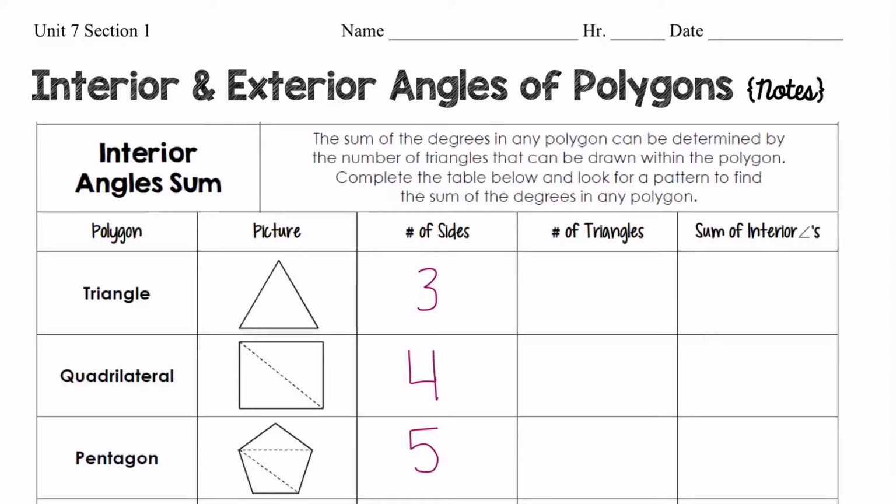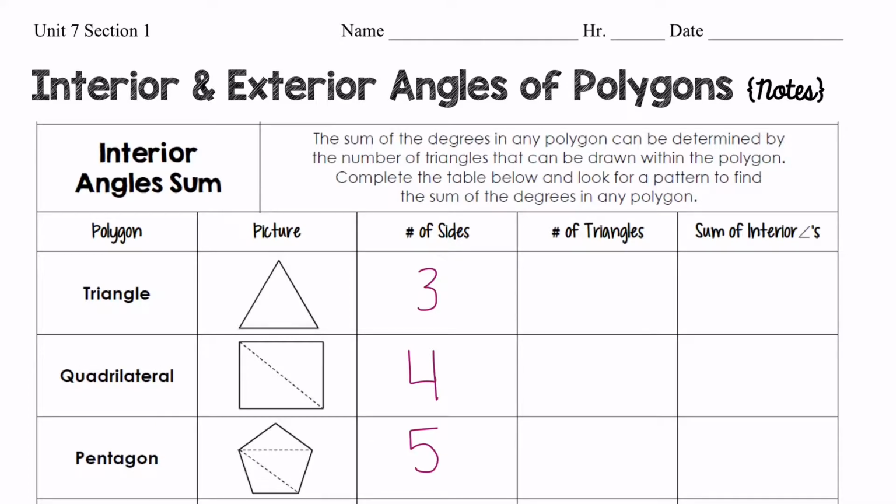So we're starting off Unit 7, Section 1. Since I gave you the packets all together this time, I put each section name at the top so that you would be able to know where we're at as we go. The first section is interior and exterior angles of polygons.